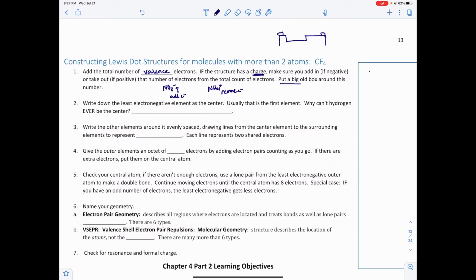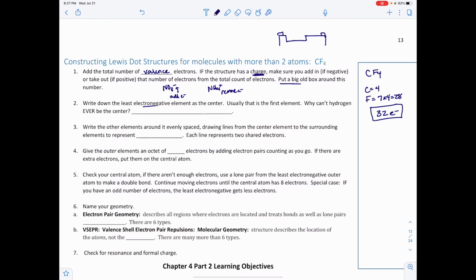So for example, if we have CF4, and we've already done this one in a previous section, carbon has 4, fluorine has 7 times 4, which is 28. So this is the total of 32 electrons. This is what I like to box so I don't lose track of it.